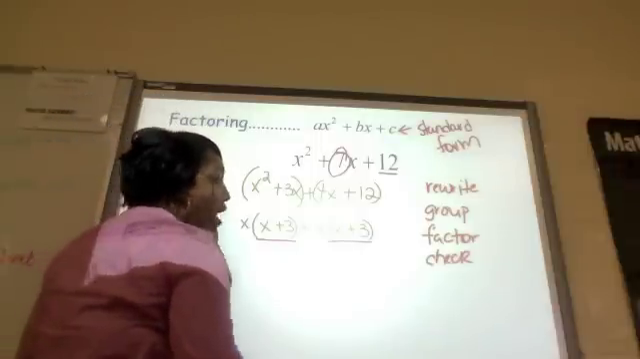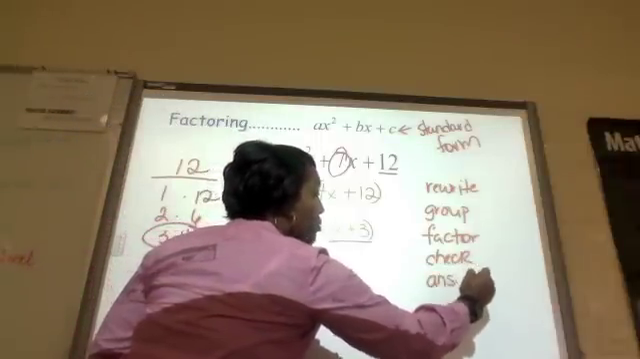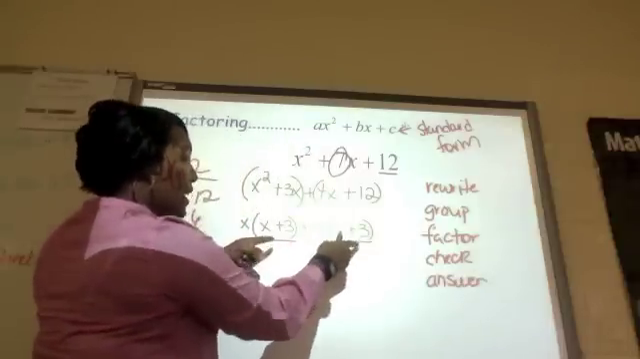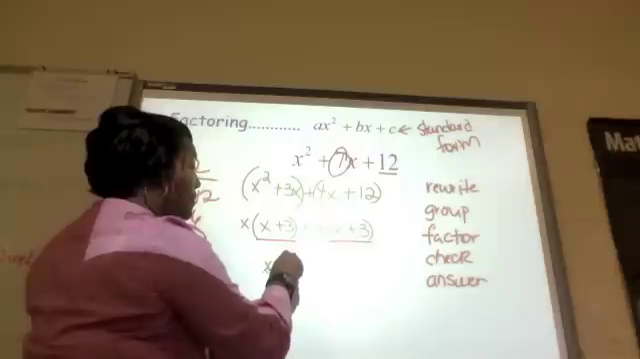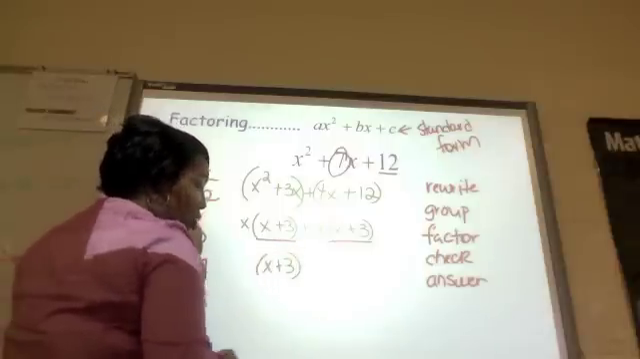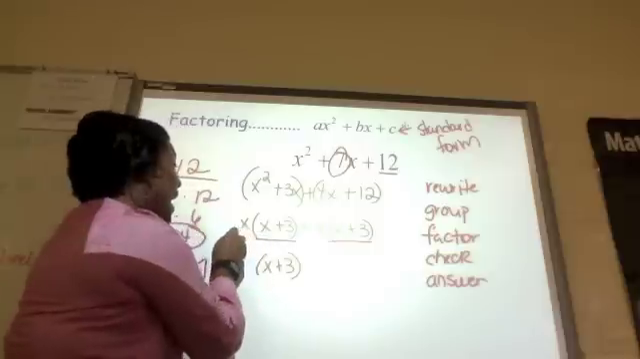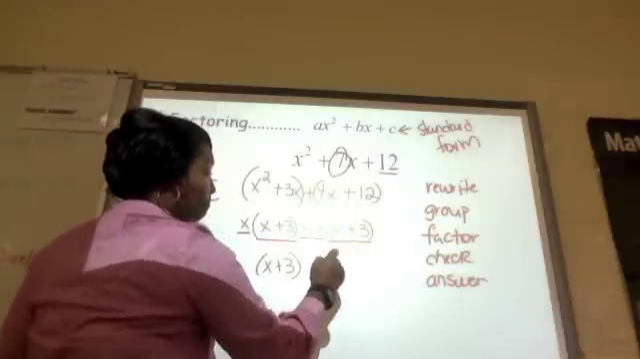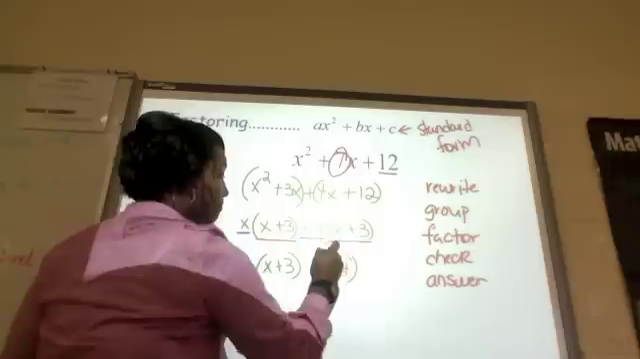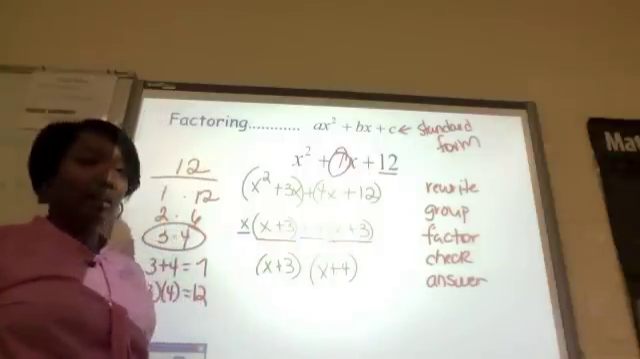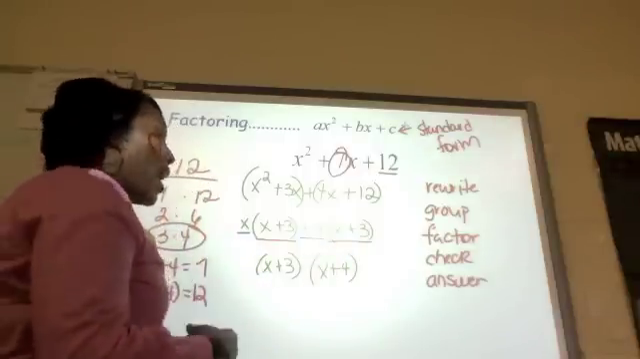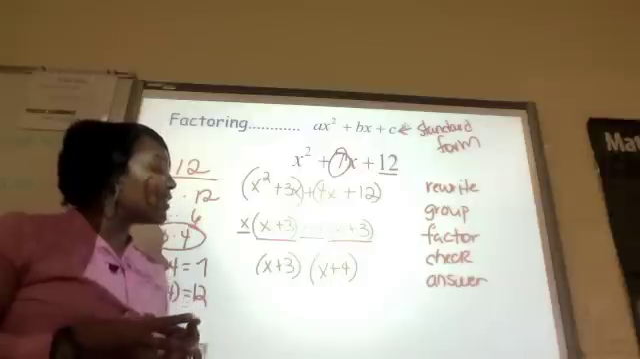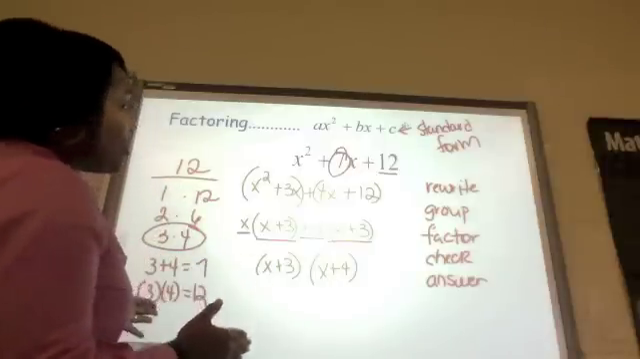Okay? So our final answer, which would be our last step, I need one of these, which is x plus 3. And then I'm going to use x plus 4. And that would be my final answer. Okay? Now, I can check it again.